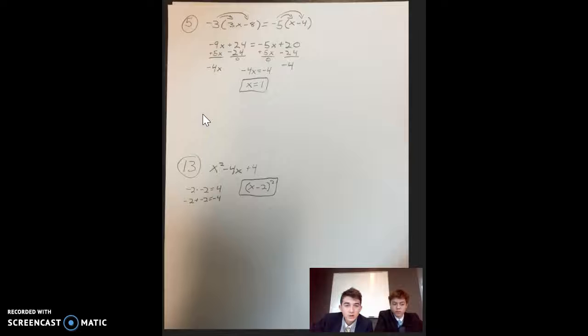So when you multiply those together, it ends up being that equation. So negative 2 times negative 2 equals 4, which is this variable right here. And negative 2 plus negative 2 gives you negative 4, which is this variable right here. Therefore, the answer is (x minus 2) squared.